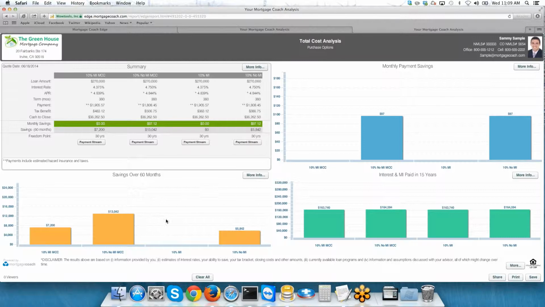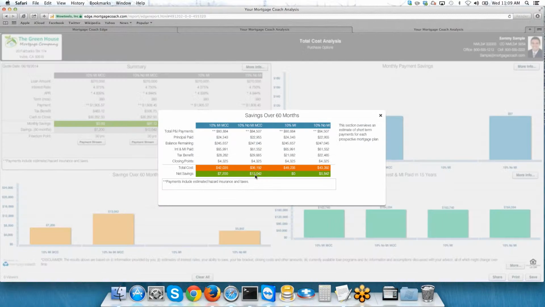So when we look at the lower left corner here, you can see the savings over 60 months. This is generated by taking the total interest in MI paid, subtracting out any tax benefit, and then adding closing costs. Now, since these all have pretty much identical closing costs, the real difference here is going to be the interest and the tax benefit. So let me show you what that looks like.